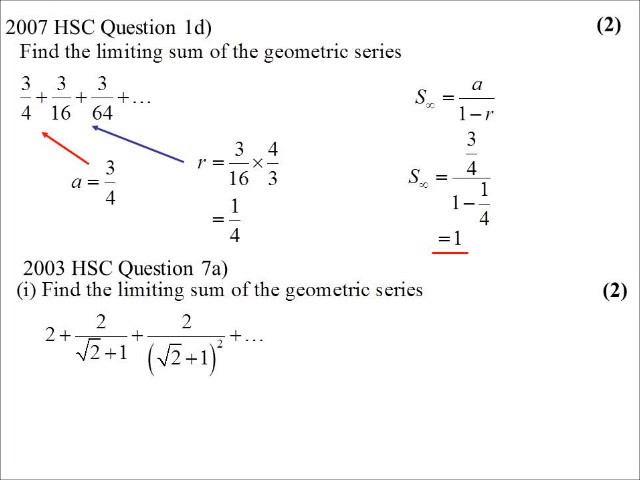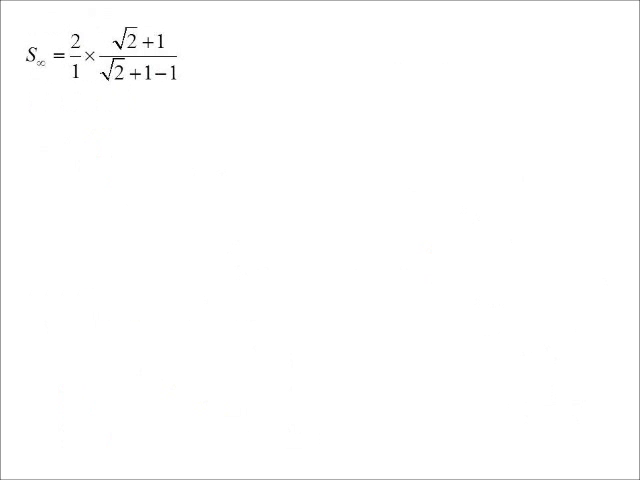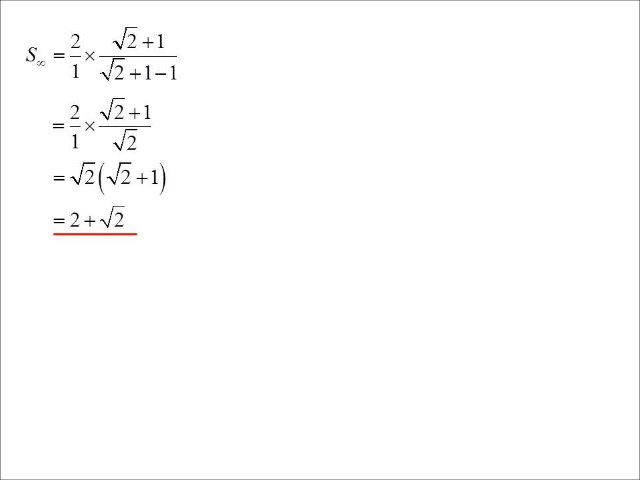2003, question 7, much later in the paper. Much more interesting question. Find the limiting sum of this geometric series, because it combines surds. But it is still a geometric series. A turns out to be 2. Our ratio is 1 on root 2 plus 1. So sum to infinity, A on 1 minus R. 2 on 1 minus root 2. Playing around with that fraction, rationalise the denominator. We end up with 2 plus root 2 for our sum to infinity.